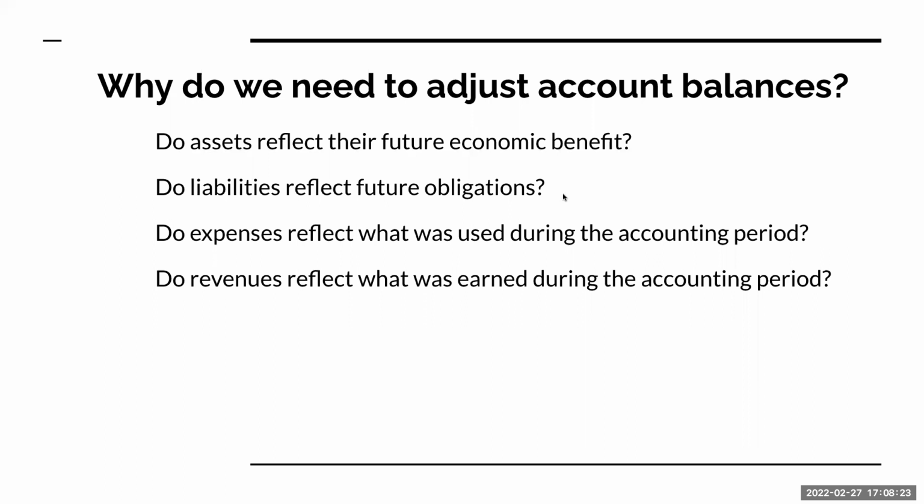So what we're going to do is go through and make our unadjusted trial balance. We're going to record the transactions, and then we're going to be asking ourselves these questions. Do our assets reflect their future economic benefit? Do our liabilities reflect our future obligations? Do our expenses reflect what we used during the accounting period? And do our revenues reflect what was earned during the accounting period?